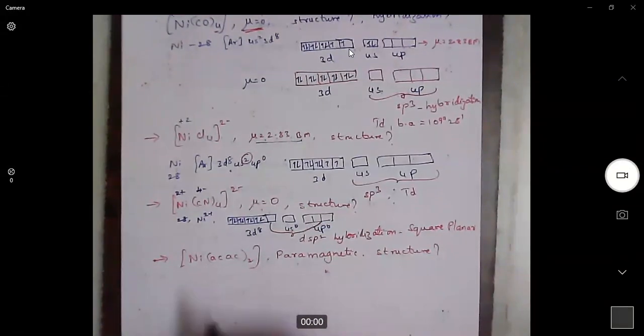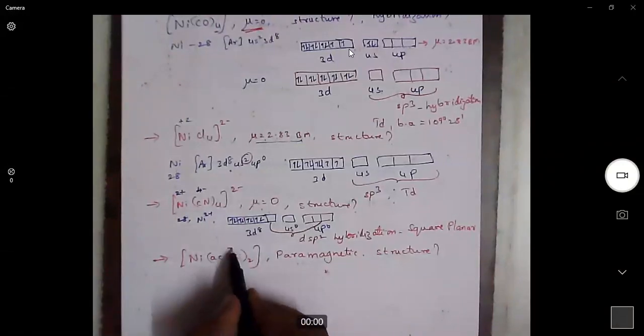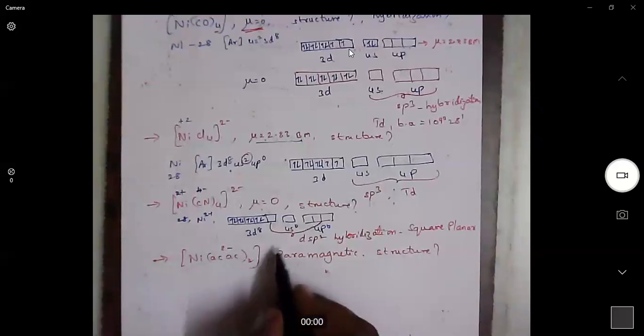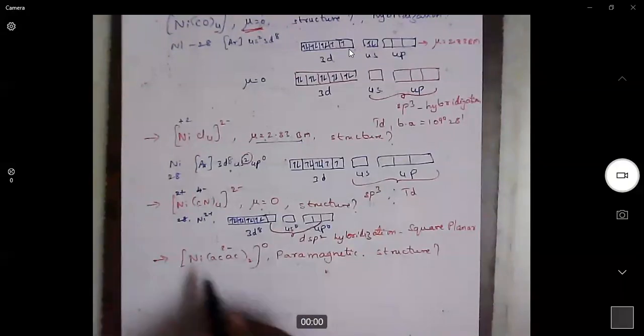Acetylacetonate. Its charge is -1. So its charge is -1. When the charge is -1, it should be 2 minus, but overall the charge is 0. That means nickel is in +2 oxidation state.